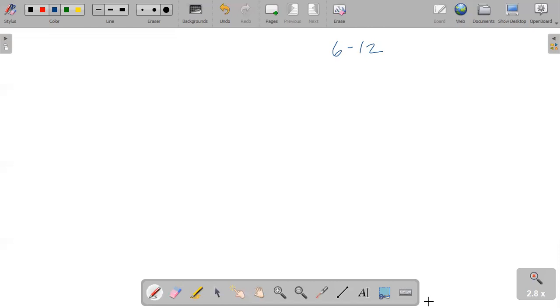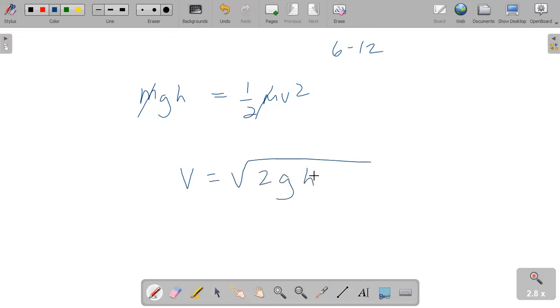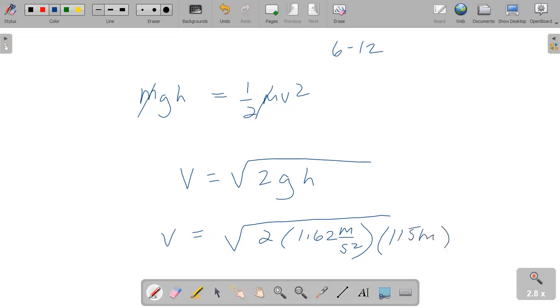Now we're doing the opposite thing. We're trading in that potential energy for kinetic. So mgh equals 1/2 mv squared. M's cancel. What are we solving for? Speed, right? So v equals the square root of 2gh, and it's not 9.8. Remember, v equals the square root of 2 times 1.62 meters per second squared, and what was h? 115 meters.